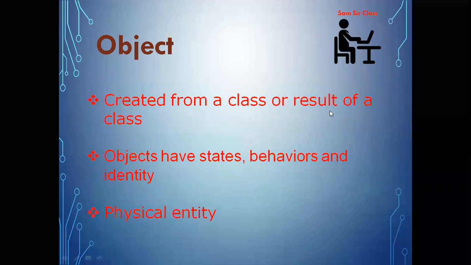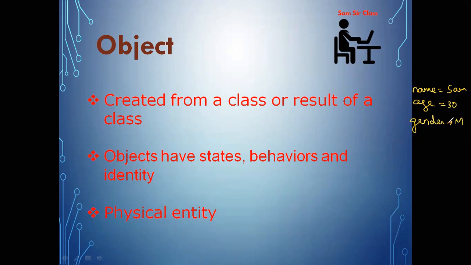Now, whenever you are coming to the object, what is the object all about? I have told you that on the basis of the person class, if I take my example, I am having a name, an age, and a gender. So that which is created from a class, or is the result of a class, is known as your object. Similarly, objects have states, behaviors, and identity.